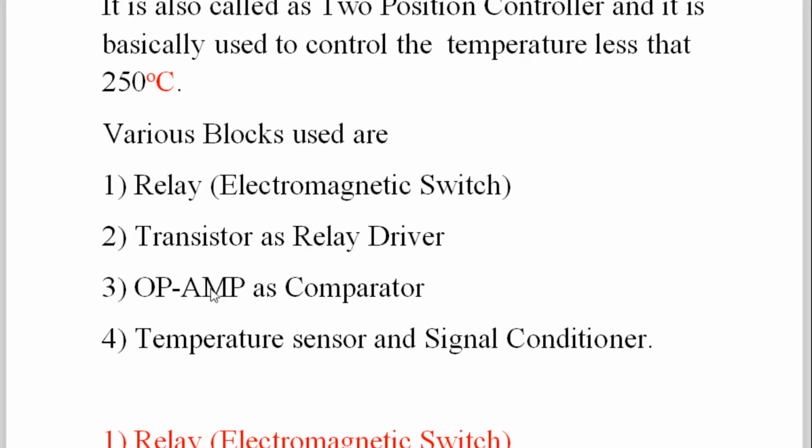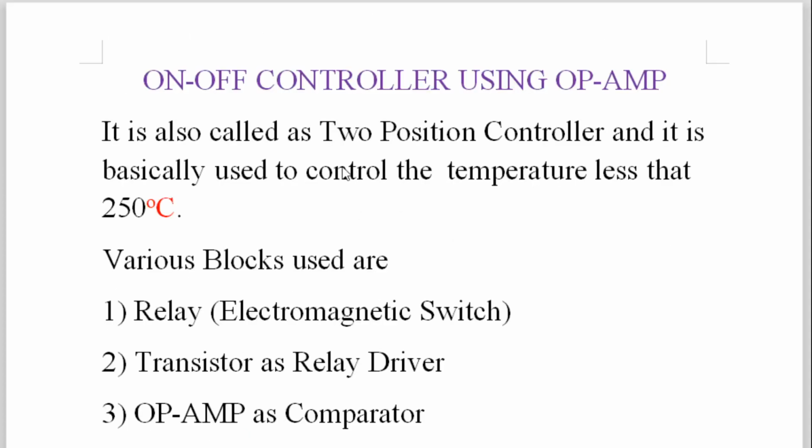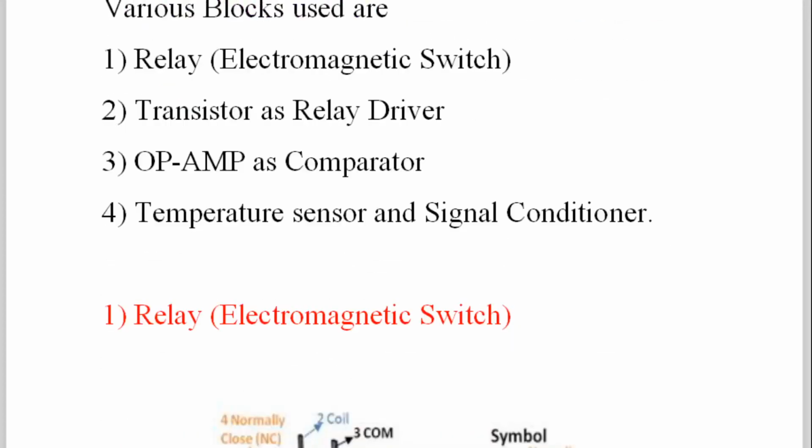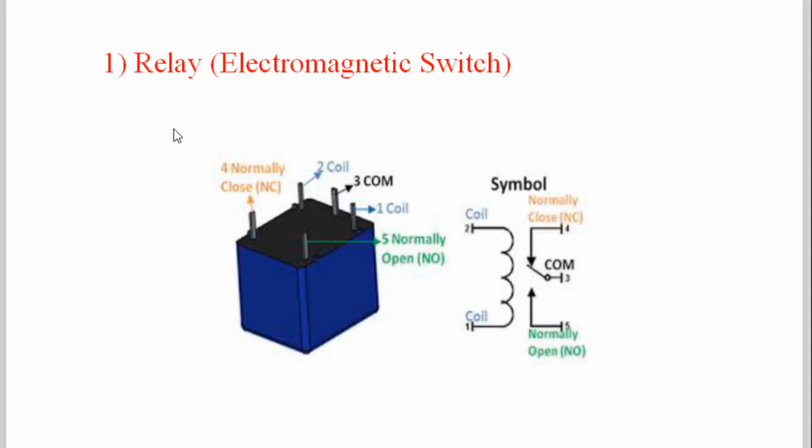Number 3, op-amp is used as a comparator, and therefore this is said application of the op-amp. And number 4, temperature sensor and signal conditioner circuit. So I am going to explain each block in detail, and thereafter we are combining all these 4 blocks, and there will be the fabrication of on-off controller circuit by using op-amp. So let us start from the basic part of the relay.